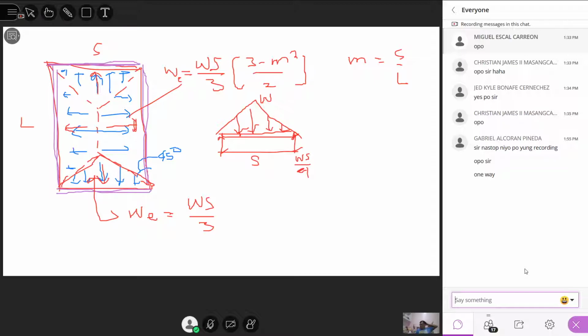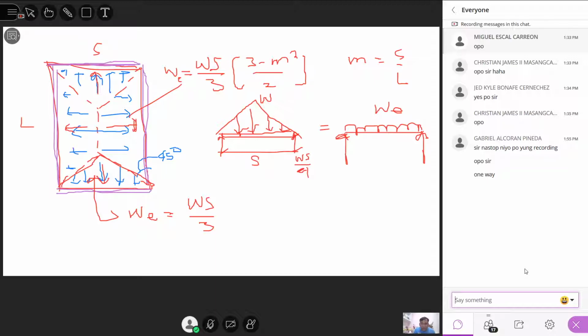Okay, class. So this is our triangular load. Now this triangular load must be converted into a uniform load. That uniform load is the equivalent weight. Sorry, class, one of my people called.